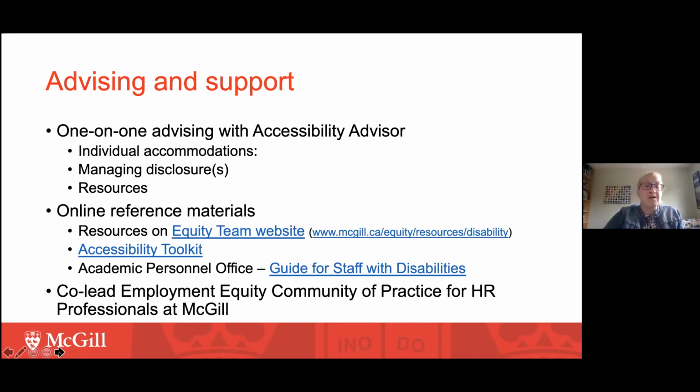Now, my role also encompassed advising and support. There's one-on-one advising with an accessibility advisor, so that's me. What I do is support people in figuring out what they need in terms of individual accommodations. So I've met people across the university, many of whom are managing a new or emerging condition.